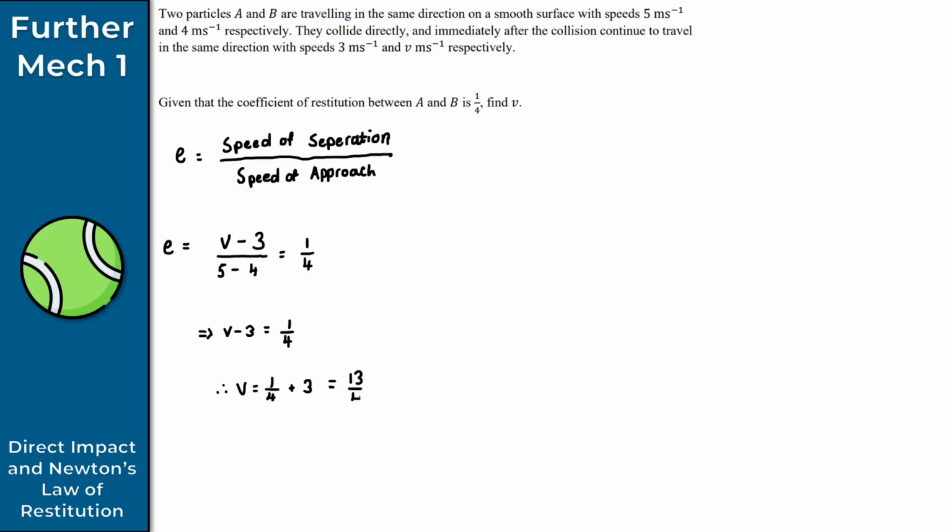So 13 over 4. If you want to give it a decimal, which is not necessary, that would be 3.25. In this case, don't forget your units as well, meters per second. And there we have it. Like I said, a straightforward application of direct impact and Newton's law of restitution. Either way, it is still good practice.